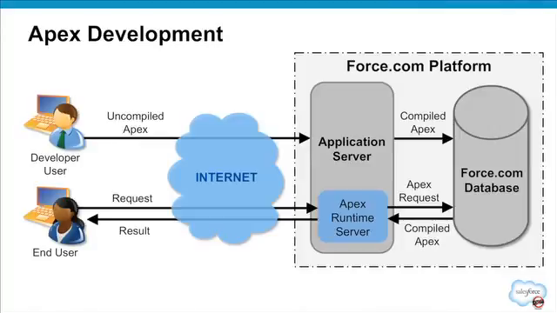So let's just say that we created a trigger. Our end user now goes out, saves that record up to the server, that modifies that request, executes your code, and then changes the behavior of that operation. Okay.